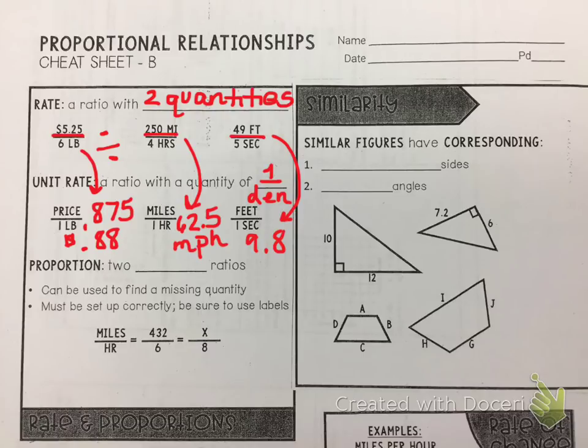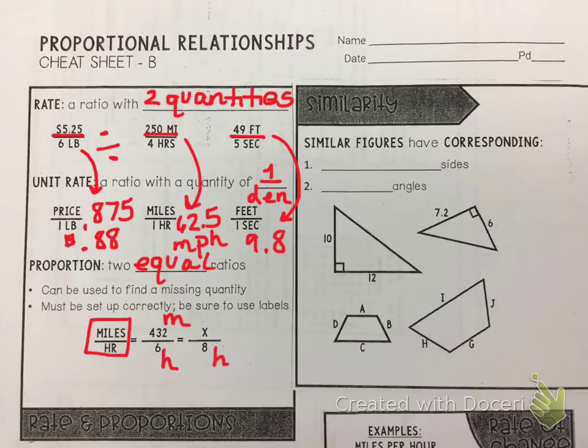A proportion relates two equal ratios. And that's where we started setting up things like our WKU. So down below that, a proportion can be used to find a missing quantity. Here we have miles and hours, so we related two things together here, miles and hours. And we have 432 miles over 6 hours, and we're trying to relate it to 8 hours.